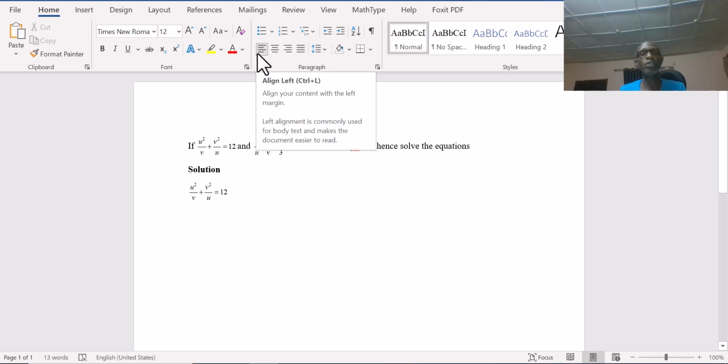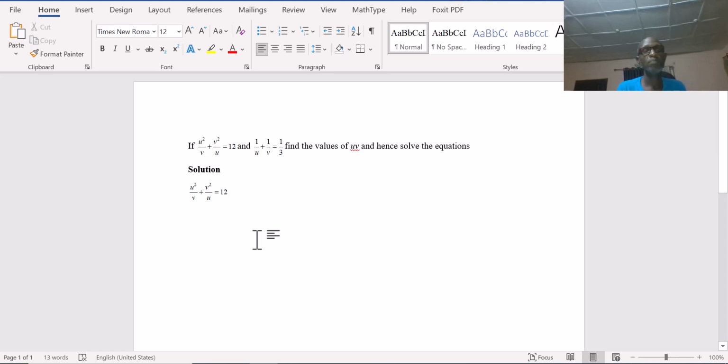So today we are looking at this problem. It says that if u squared over v plus v squared over u equals 12, and 1 over u plus 1 over v equals 1 over 3, find the values of u and v and hence solve the equations. So we're going to solve this problem now.